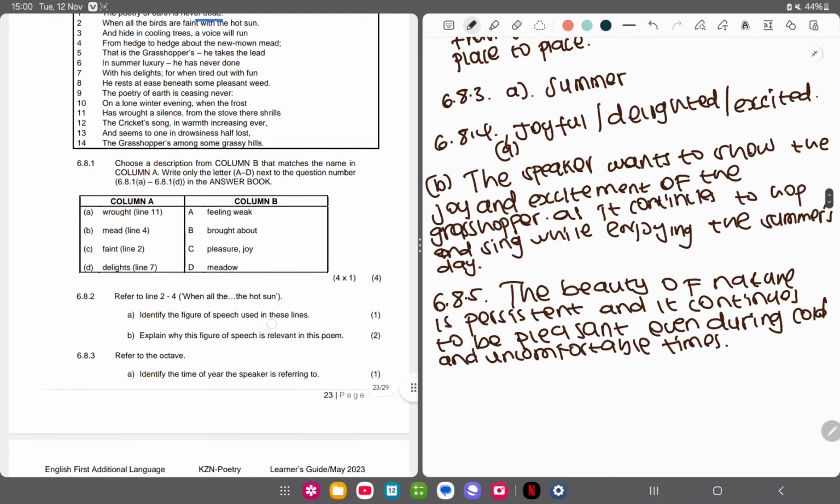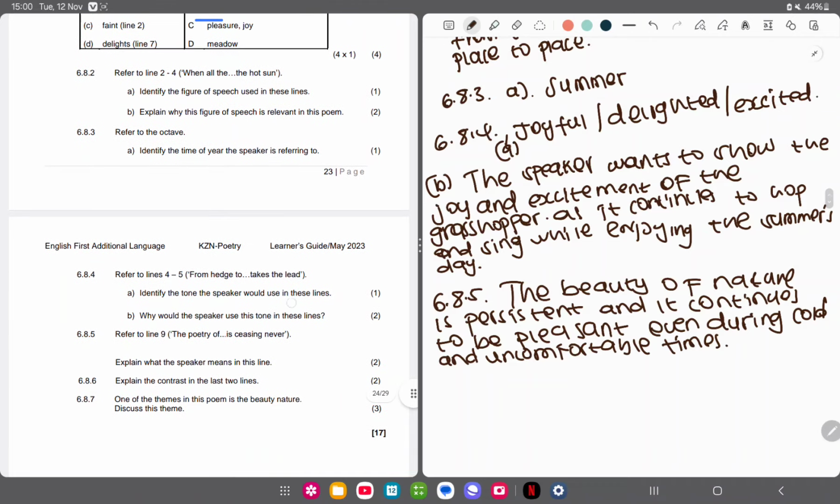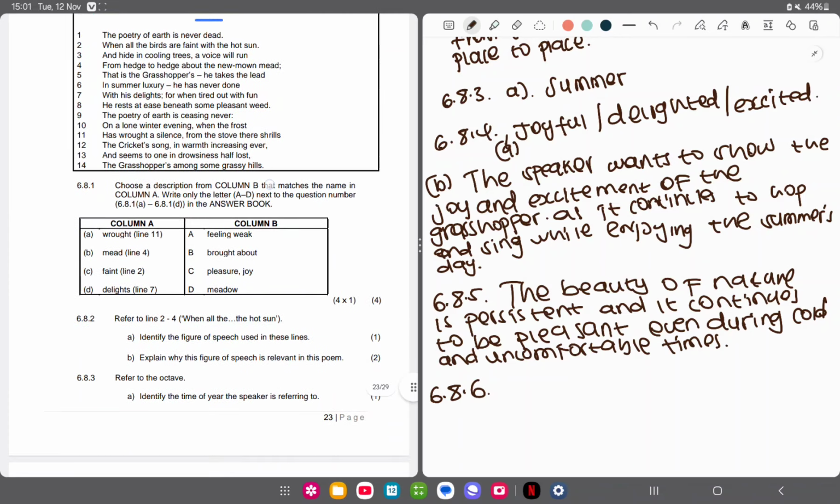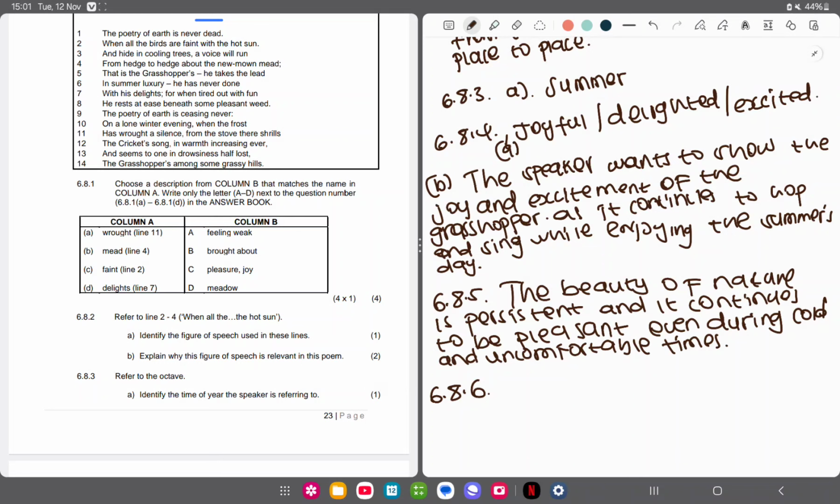Okay, let's go to 6.8.6. It says, explain the contrast in the last two lines. The last two lines have to be lines 13 and 14. And they read, and seems to one in drowsiness half lost, the grasshopper's among some grassy hills.